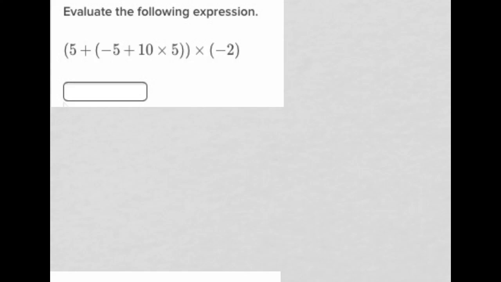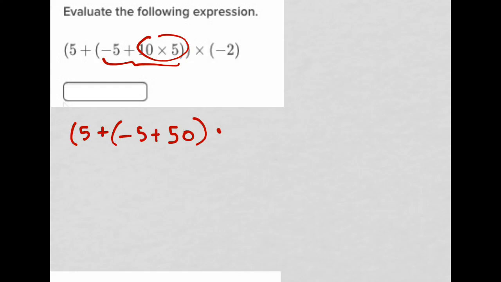Evaluate the following expression. Ooh, this one looks fun. Parentheses first. So, I guess I'll do that, right? So I have parentheses 5 plus, and then inside these parentheses I have multiplication. So I got to do the multiplication first before the addition. So I'll have that negative 5 there. 10 times 5 is 50. And it's positive. And then we have times the negative 2. Oh, we got to close that parentheses, right? This parenthesis closes there. And times the negative 2.